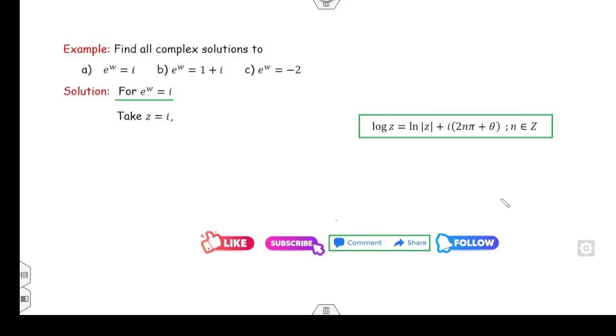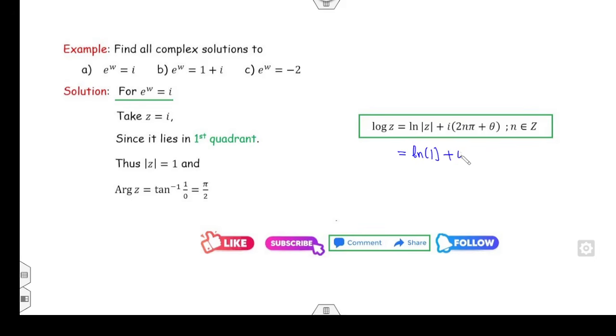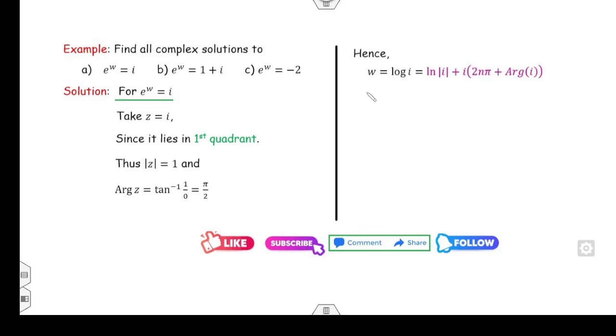Clear? So as you can say, if I take z equal to iota, my target is to find the value of log z. It lies in the first quadrant. I can find the modulus value. I can find the argument value. If I substitute, log of 1 plus iota times 2n pi plus pi over 2. Log 1 will be 0. I can take the LCM, 4n plus 1 pi over 2 iota. Fine. So fill that in here. So what is the value of w? 4n plus 1 pi over 2 iota is the right answer of the problem.